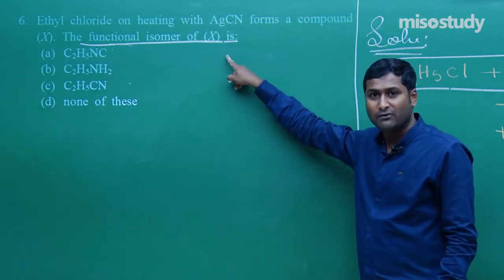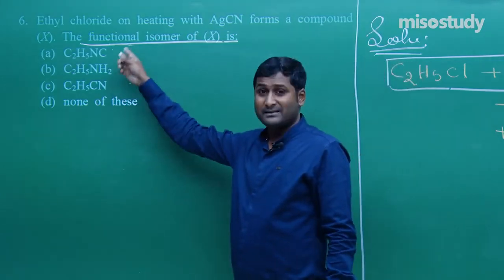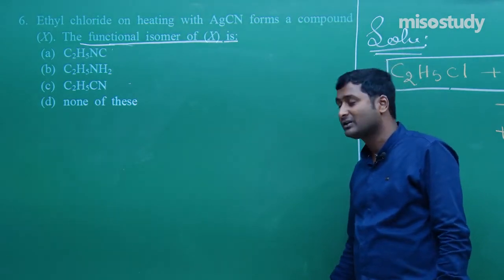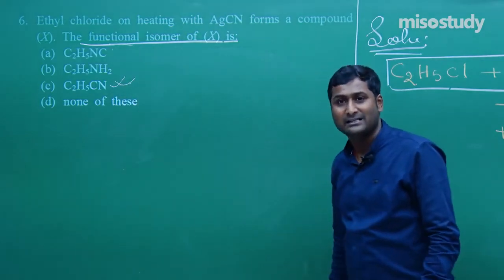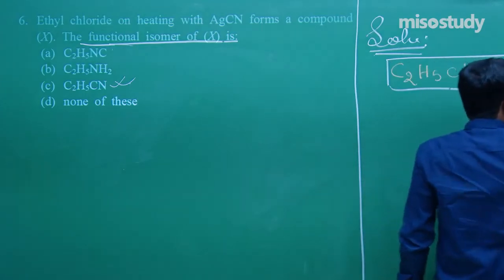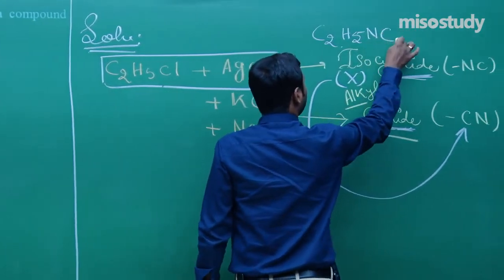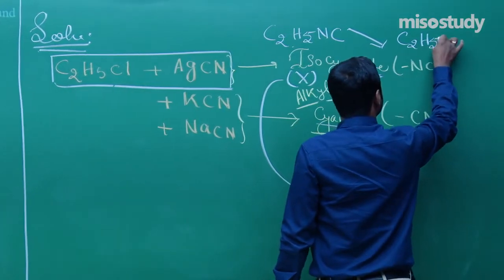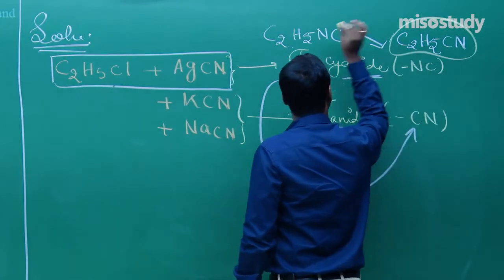Read the question carefully, otherwise you will get the wrong answer. X is C2H5NC, but the functional isomer of X is C2H5 cyanide. Cyanide is the functional isomer of isocyanide. Here the product is C2H5NC, and the functional isomer of C2H5NC is C2H5CN. This is the final answer.